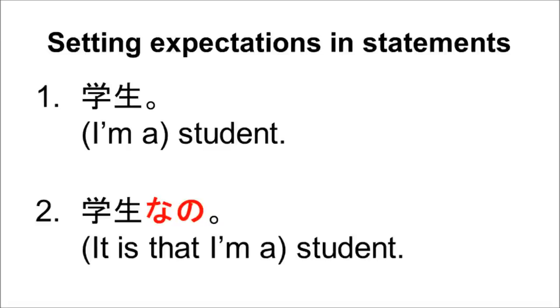The same principle applies for statements as well as questions. Though it doesn't translate as well into English, the basic concept remains the same. The first sentence is simply that somebody is a student. For example, I'm a student. However, the second sentence, 学生なの, is implicitly explaining that yes, in fact, I am a student. I translated this rather awkwardly to, it is that I'm a student.